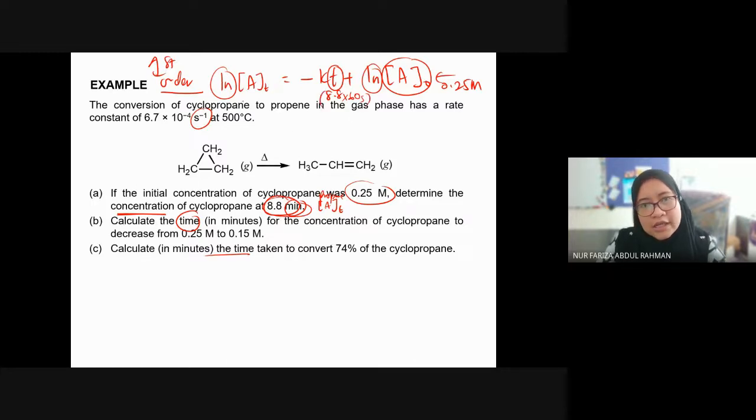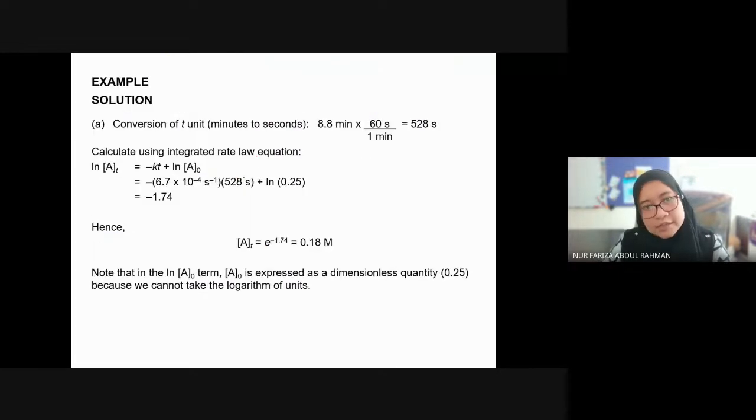Okay, and then you want to find out this one at 8.8 minutes, or how many is this? Just press the calculator, find it. Okay, alright. This one. Okay, so these are the values, ln, so you have this one.